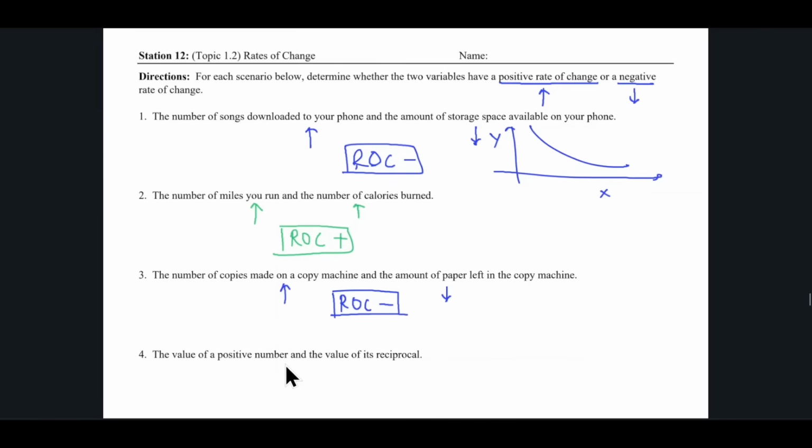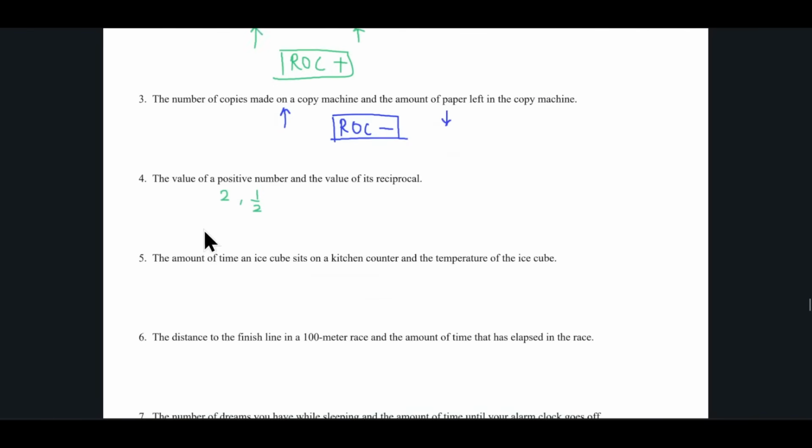The value of a positive number and the value of its reciprocal. Obviously, the more the number increases, the lesser its reciprocal. For example, 2 and 1 over 2. Let's say I increase the number to 3, now 3 and 1 over 3. 1 over 2 is just 0.5 and 1 over 3 is 0.3333 and so on. So ROC is negative because the more you increase this, the lesser this goes. So ROC is going to be negative in nature over here.